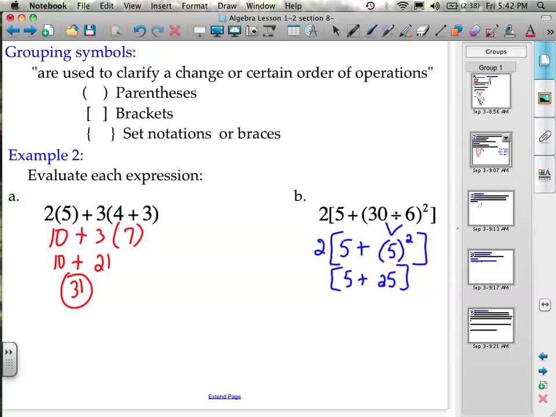Rewrite it. And now what's left inside the brackets? 5 plus 25 is 30. We have 2 outside. Now, obviously, you can't leave it like this, so you need to have the brackets there, which shows you that you need to multiply. 2 multiplied by 30 is 60. There's your answer.